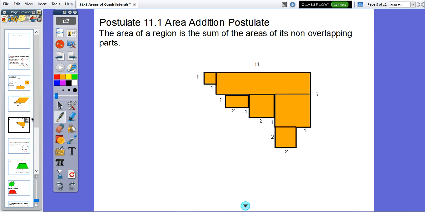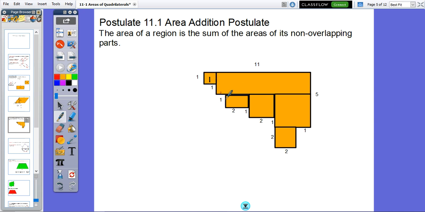Another part to these right here is they threw in this postulate called the area addition postulate. This postulate says, if you have some weird shape and you have to find areas, you can divide these into smaller shapes, smaller parts that you recognize. For example, here we got a bunch of squares or rectangles. So let's individually find the area of each one.